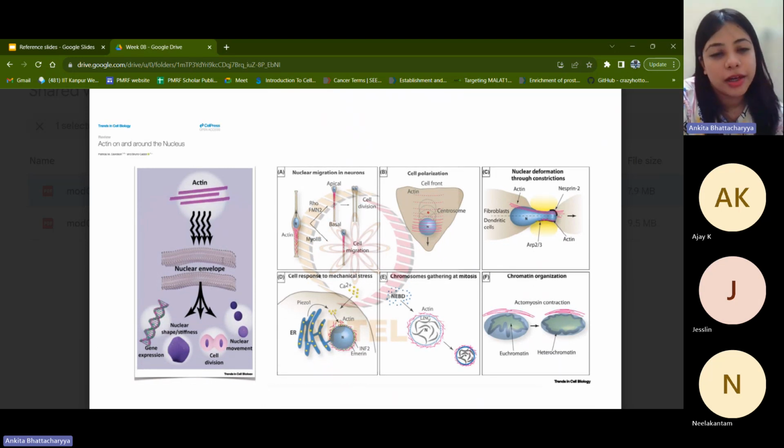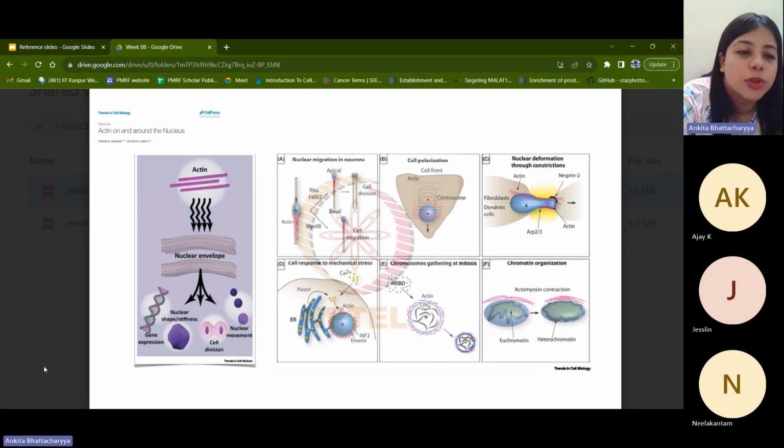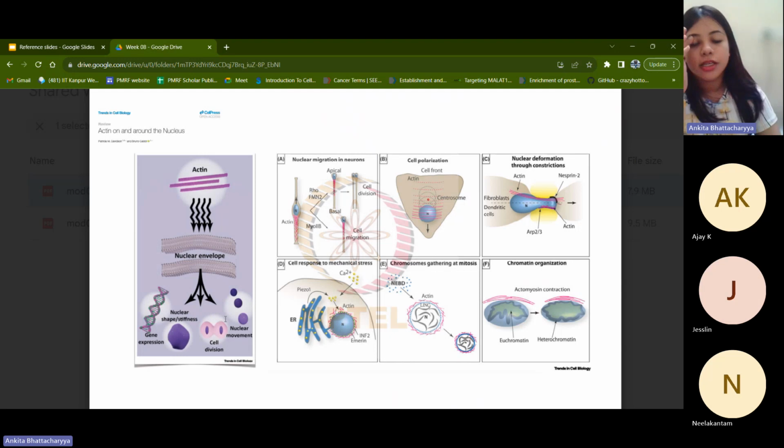Then actin in and around the nucleus, when it is studied. We talked about the intermediate filaments, particularly the lamins, in the context of the nucleus. Coming to the actin around the nucleus, what you see is that very close to the nuclear envelope, you're also seeing actin, more so on the cytoplasmic side than on the nucleus side. And it is believed to have roles in gene expression, in nuclear shape and stiffness, in cell division, and also in movement of the nucleus within the cell.